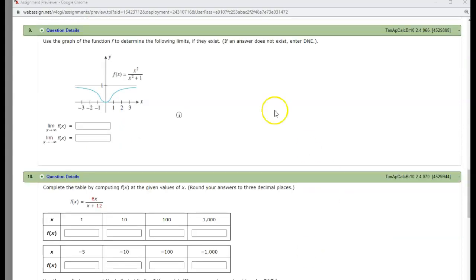For number 9, I can see that this graph looks like it's hugging 1 out at the end behavior of negative and positive infinity. So this one actually settles up to 1.